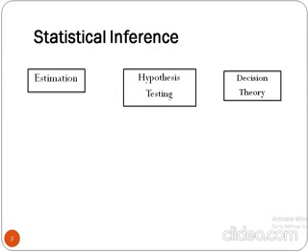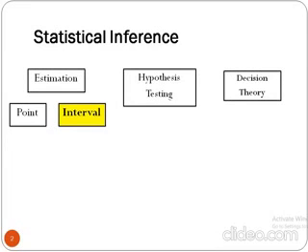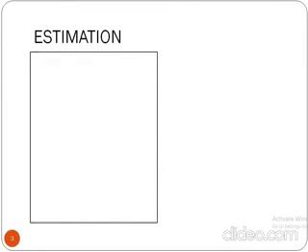When we look at estimation, it is further divided into two parts. One is point estimation and another is interval estimation. Today what we are going to study, the shortest length confidence interval, falls under interval estimation. Now let us take an overview of the difference between a point estimation and interval estimation.